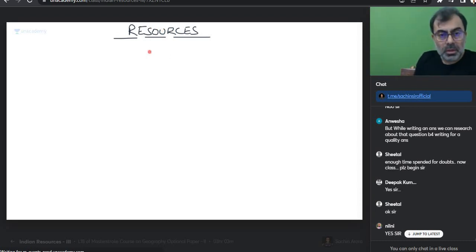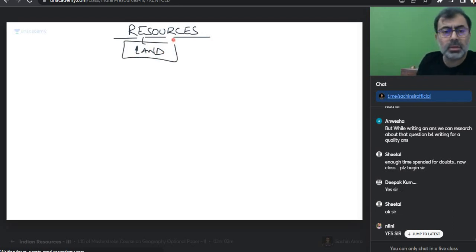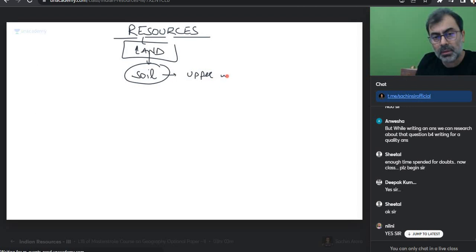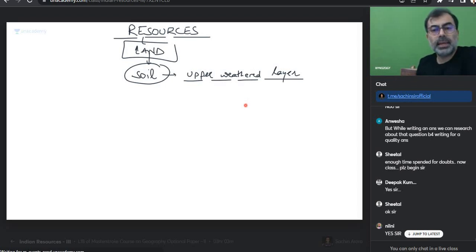So we're talking about resources, we're talking about land resources. India is blessed with a lot of land, and on that land, we have the top layer called soil. So what is soil? The soil is the upper weathered layer. Now generally, that should not be called soil, that is called dirt. Yes or no? This is absolutely dirt.